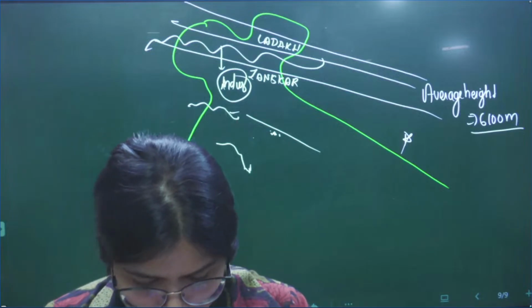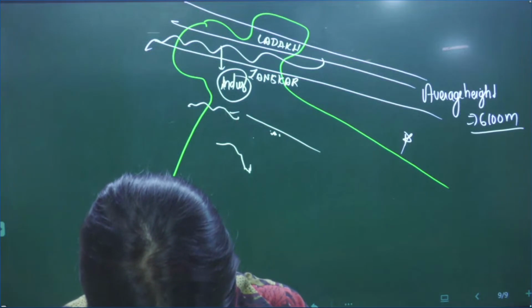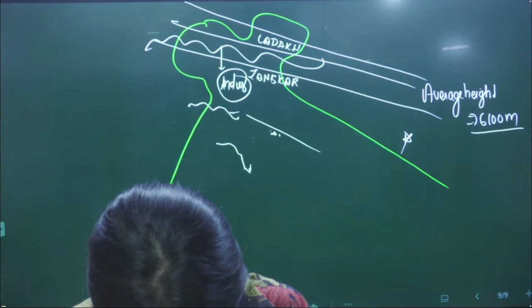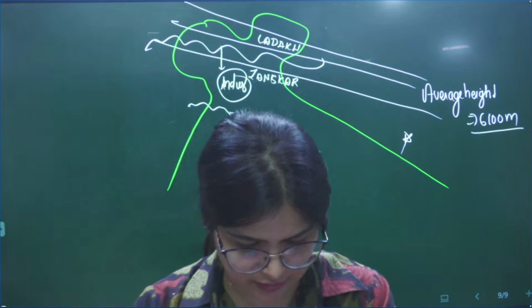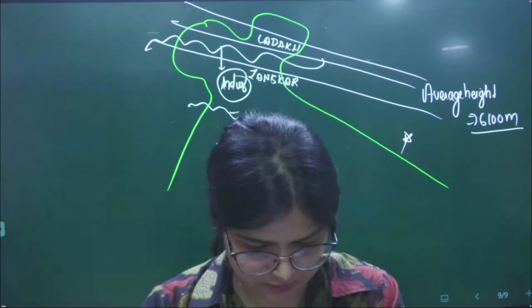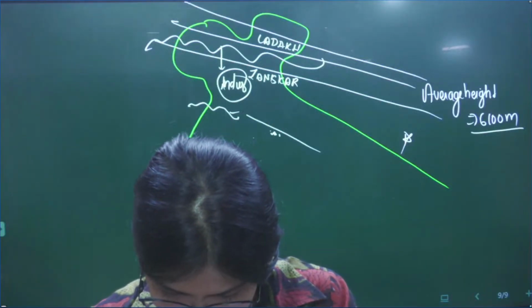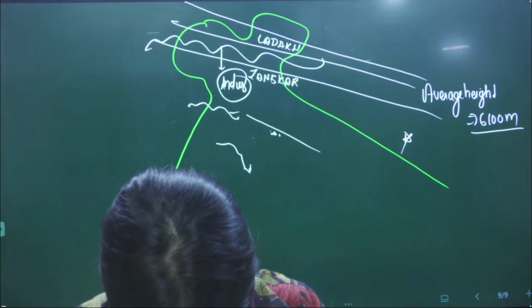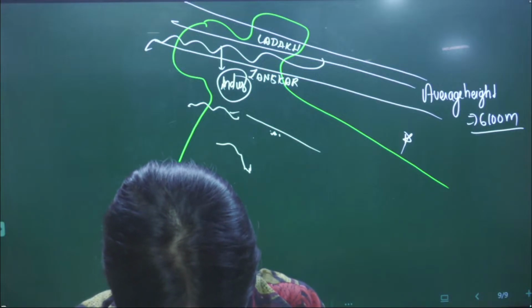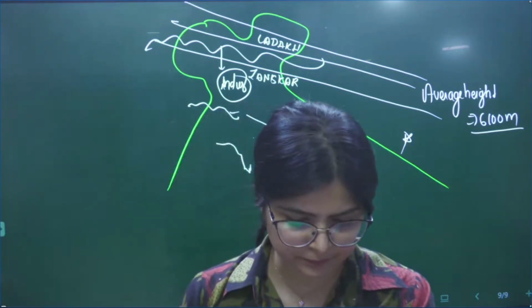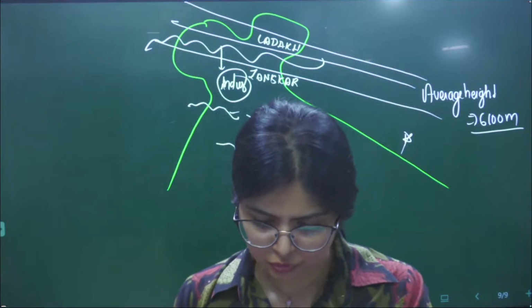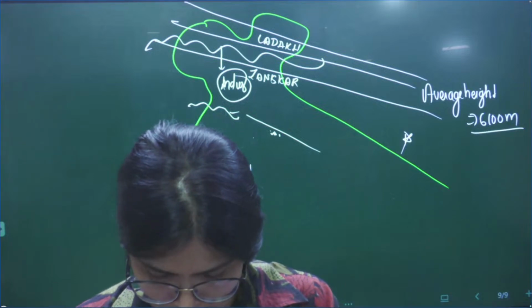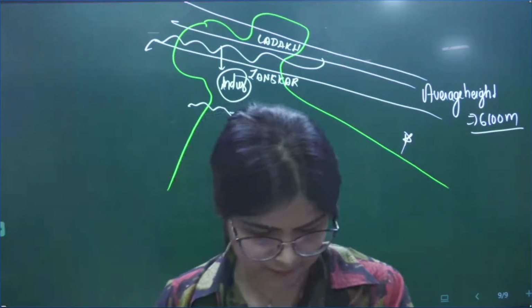Full stop. It contains all the major ranges of the Himalayas, and the range varies from 120 kilometer to 190 kilometer. Right. Write down next.